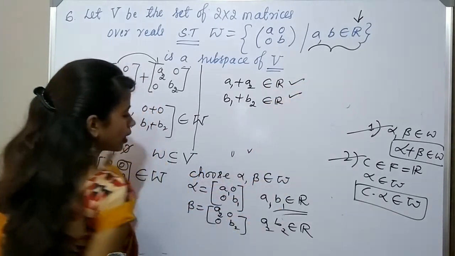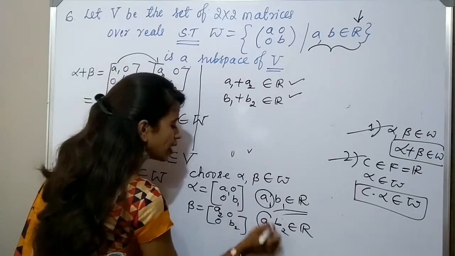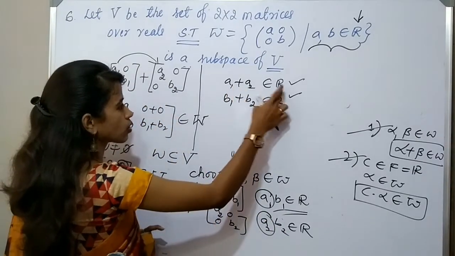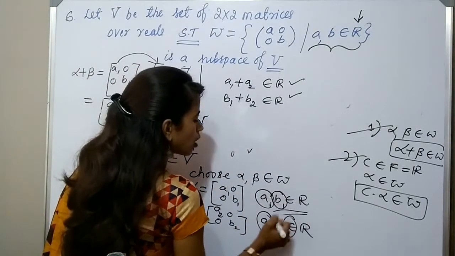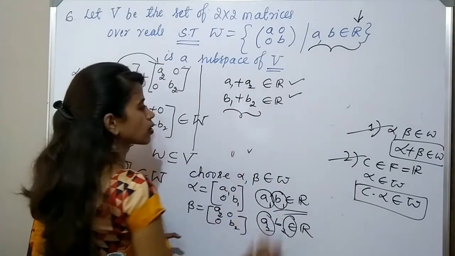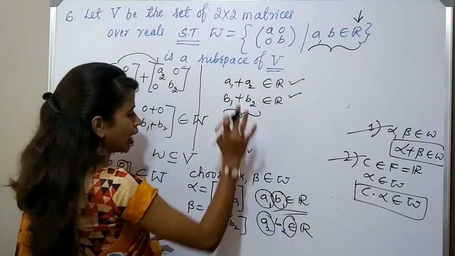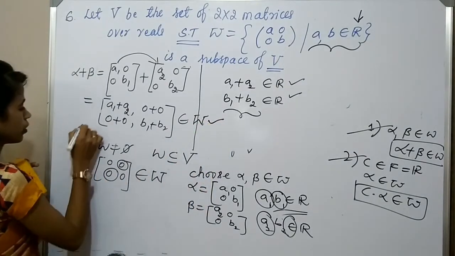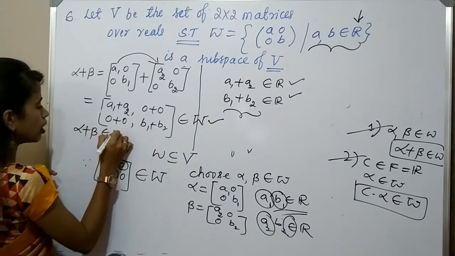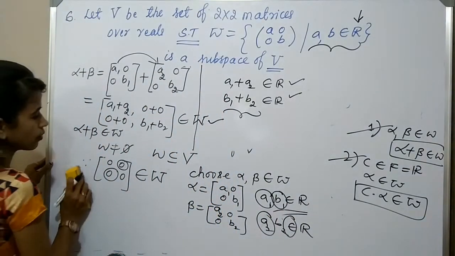Clearly they belong to R. Why? A1, B1 belong to R and A2, B2 belong to R. The addition of A1 and A2 also belongs to R since R is a field. Next, B1 plus B2 also belongs to R since R is a field, which is closed under addition. Therefore it belongs to W. This implies alpha plus beta belongs to W. The first condition is over. What about the second condition?